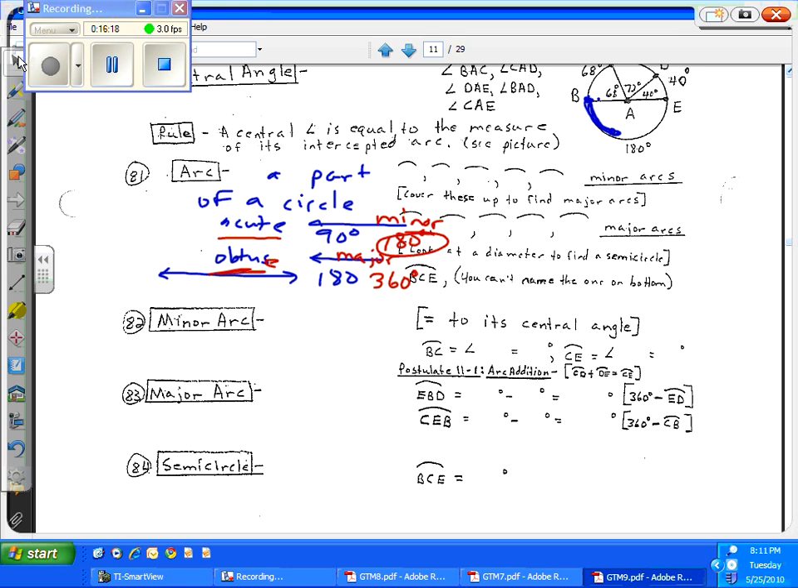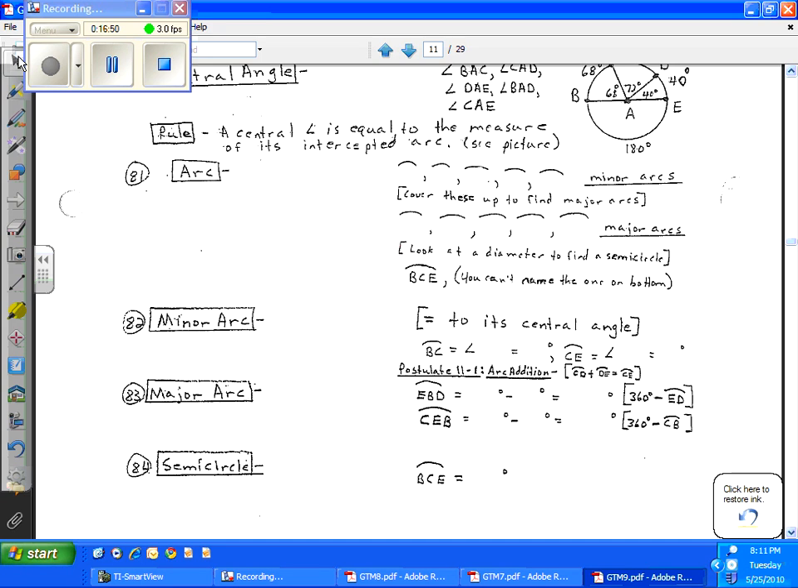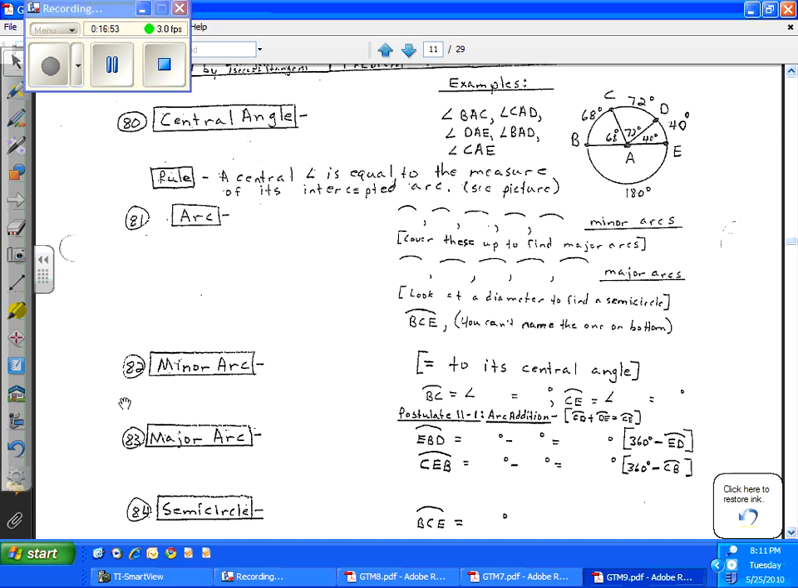So classification of angles is based on 0 to 180 degrees. Classification of arcs is based on 360 degrees. So our dividing line, our halfway point on angles is 90, and we call that a right angle. Our halfway point on a circle is 180, and we call that a semicircle. Less than a semicircle is a minor arc. More than a semicircle, but less than a whole circle is a major arc. Okay? So an arc is a part of a circle.